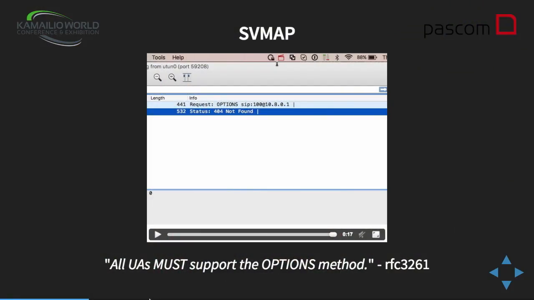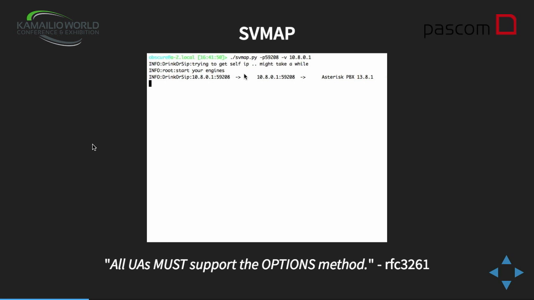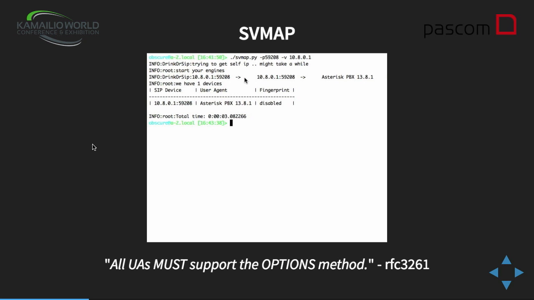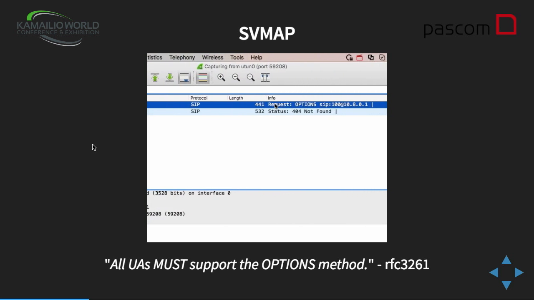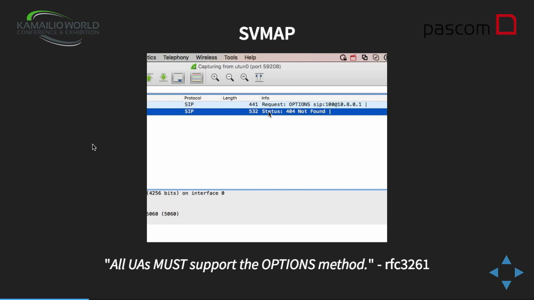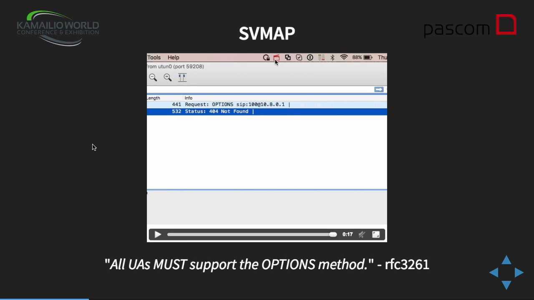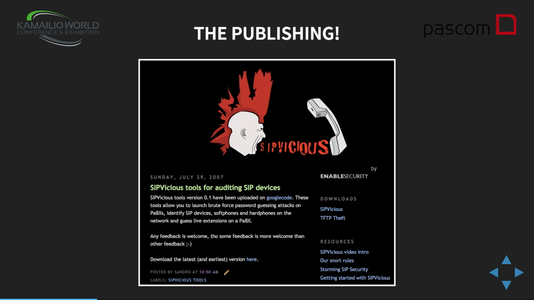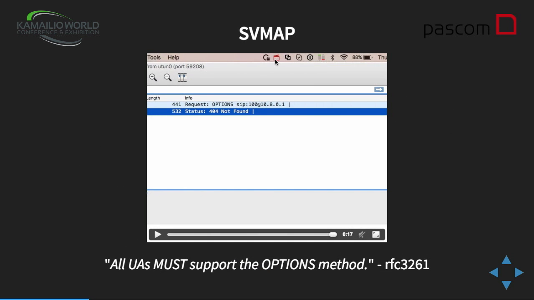SVMAP, the last tool, or the first tool, depending on your point of view, allows you to find SIP devices. It can scan the internet in a short period of time, and it just looks for a SIP response when you send an OPTIONS message. That also worked because the SIP RFC kind of wanted people to always implement OPTIONS.